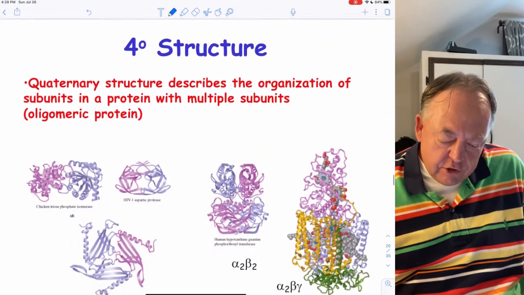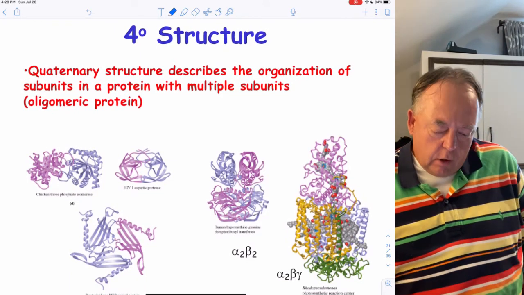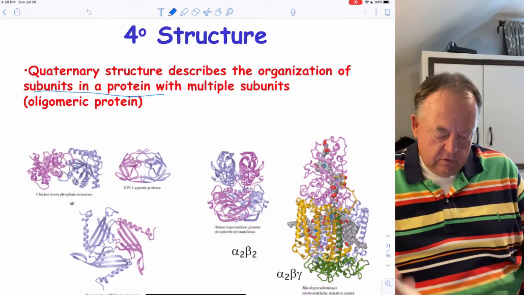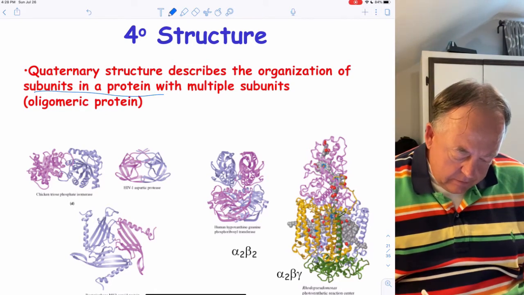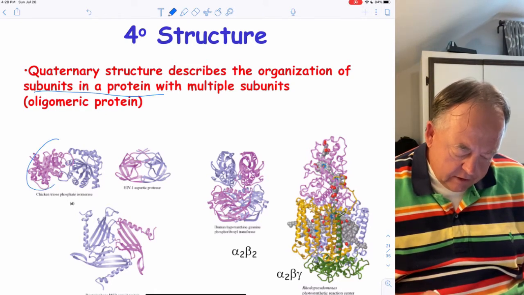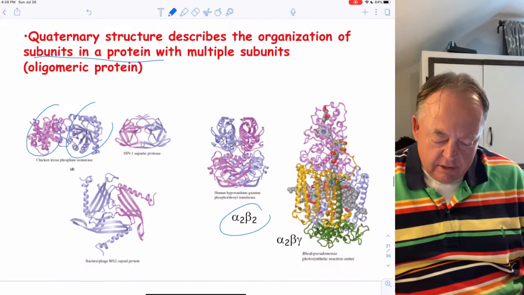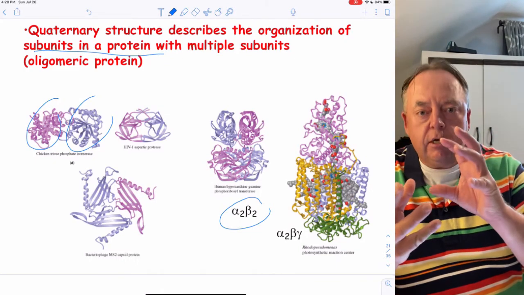Okay, and then quaternary structure, so we won't say much about it. Quaternary structure just describes subunits in a protein. So some proteins are composed of two different proteins that are associated with each other, or multiple proteins. So in this case, for example, this will be 4 different proteins that are associated with each other.